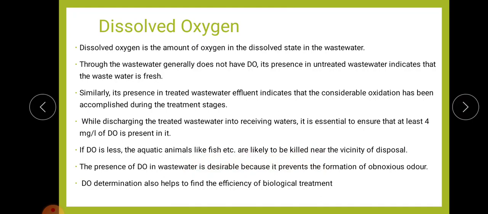The presence of dissolved oxygen in wastewater is desirable because it prevents the formation of obnoxious odors. The determination of dissolved oxygen also helps to find the efficiency of biological treatment. So dissolved oxygen is very important. The main point is that if we are discharging the treated wastewater into a river stream, there should be a minimum of 4 ppm or 4 milligram per liter of dissolved oxygen. Otherwise, the life of the aquatic animals will be affected.